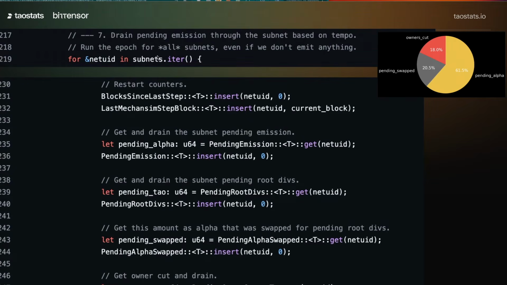So the first thing that happens if we're going to run the epoch is we restart all the counters. The blocks since the last step, we're going to set to 0. We're going to set the block where the mechanism last ran to the current block. And then we're going to get the pending emission, the pending root divs, the pending alpha swapped, and the pending owner cut, and pop those into variables and reset those to 0 for the next epoch. So you can see we take the pending alpha emission, put it in this variable, and then reset the pending placeholder to 0 for the next epoch.